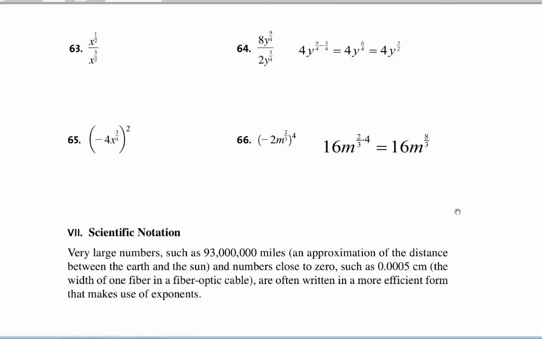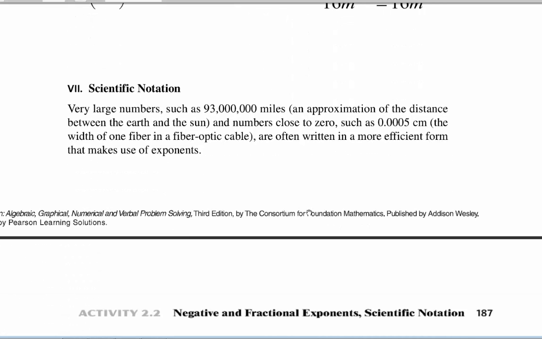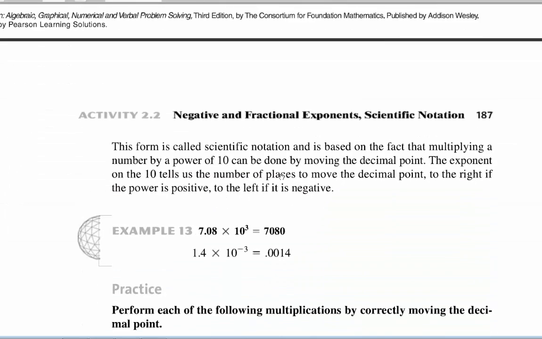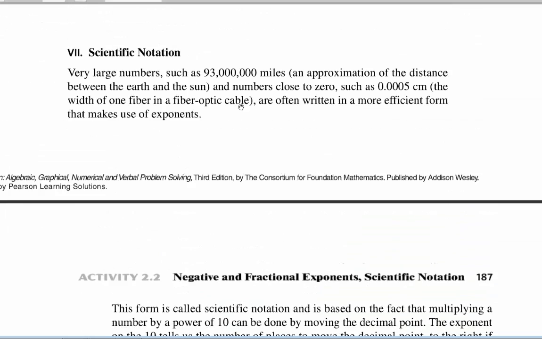Now we're going to move on to scientific notation. The book tells us that when we have very large numbers, like the distance to the sun, 93 million miles, or very small numbers, such as 0.00005, the width of the fiber in a fiber optic cable, sometimes it becomes cumbersome to write these big numbers out. So perhaps there's an easier way to express 93 million or 0.00005. We can do that using scientific notation.